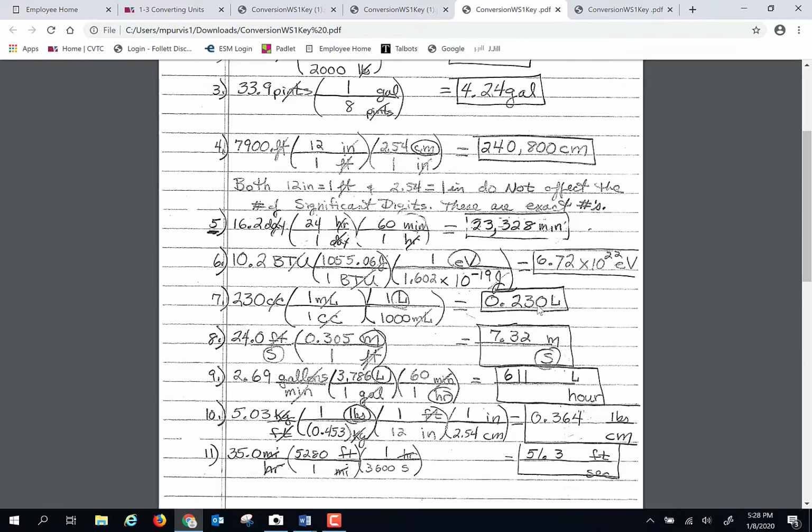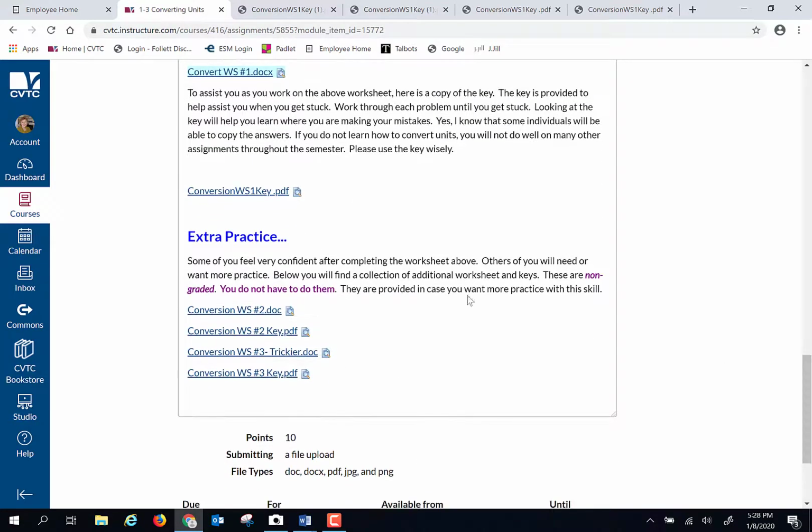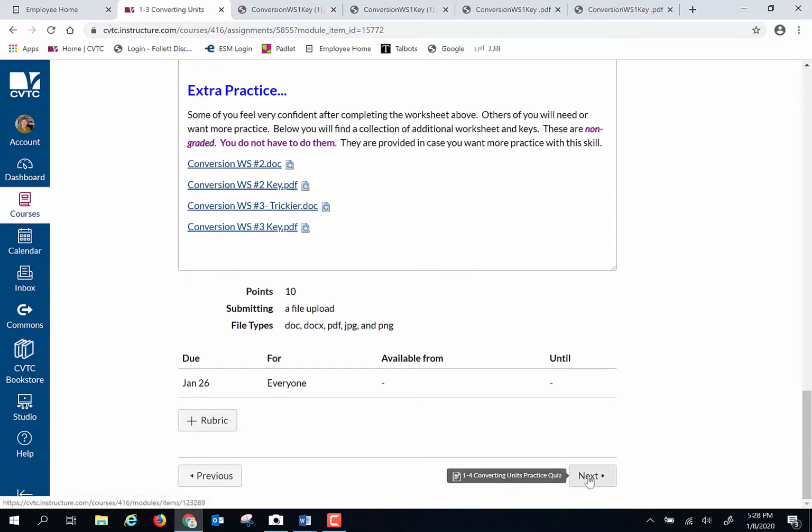So one of the challenges when you're at a distance is you need all the resources that you physically can get. Now, if you are really nervous about converting units, I have provided you with extra practice. You do not have to do these, but there's extra worksheets and keys for people who are nervous about converting units. So those are at the bottom of this page.